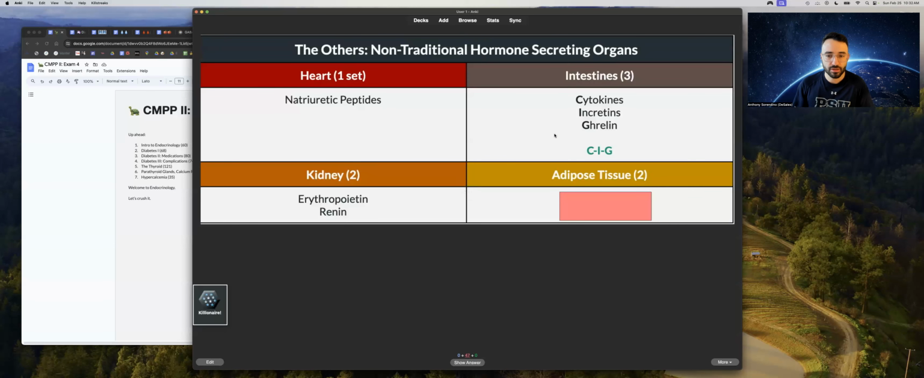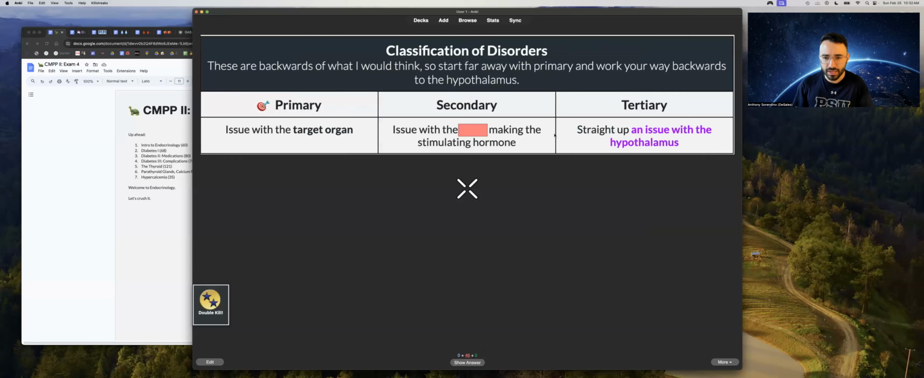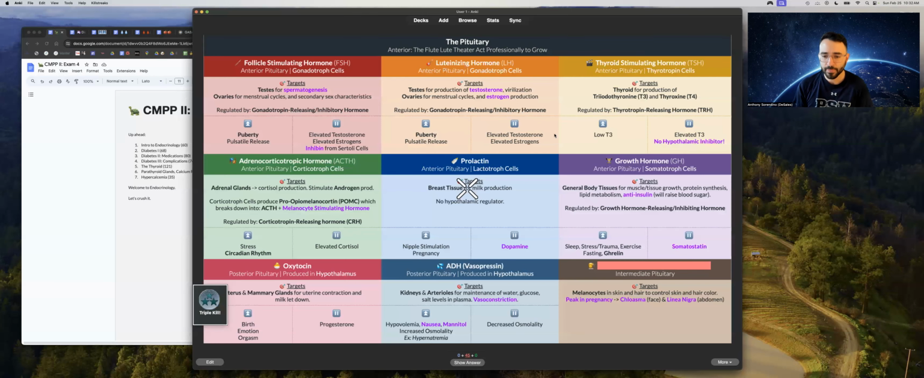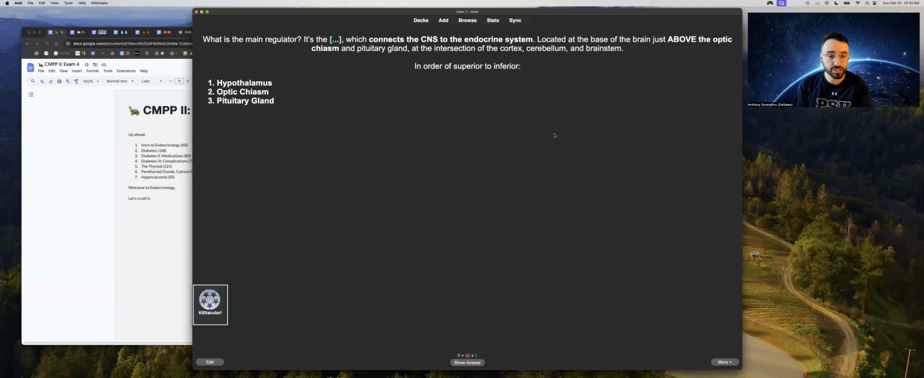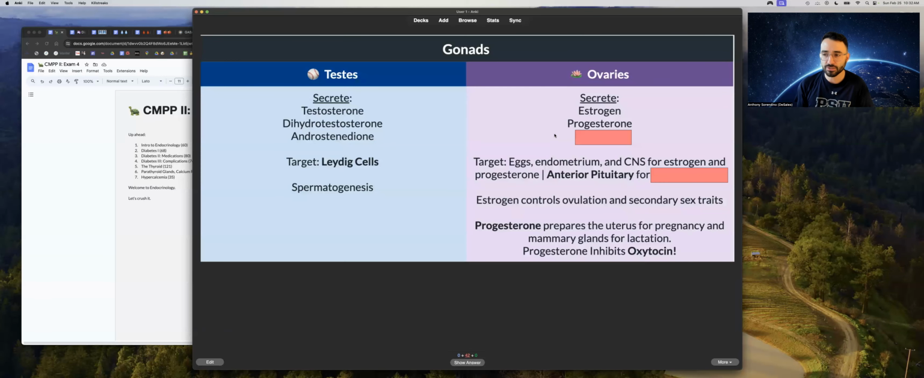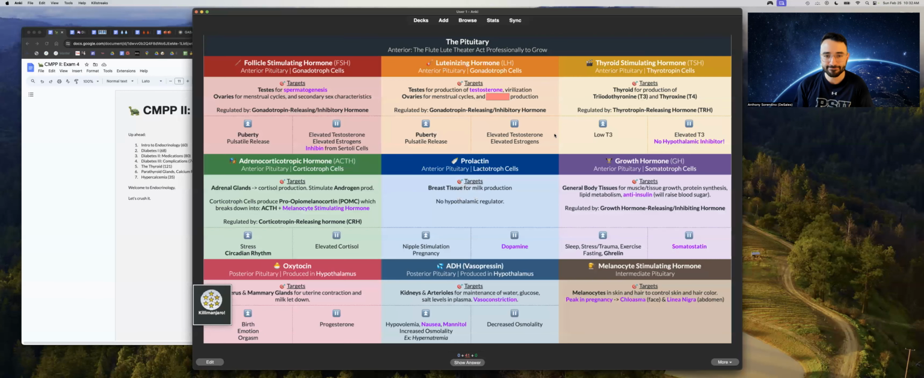FSH, leptin and adiponectin. Let's go. Secondary issue, so it's not the hypothalamus, it's not the target organ, this is the gland. Melanocyte stimulating hormone, straight up an issue with the hypothalamus, that's tertiary, that's important. All right, we're 43 away here. What is the main regulator? It's the hypothalamus. Estrogen, progesterone, what's missing? Inhibin, which goes to the anterior pituitary, which inhibits FSH.